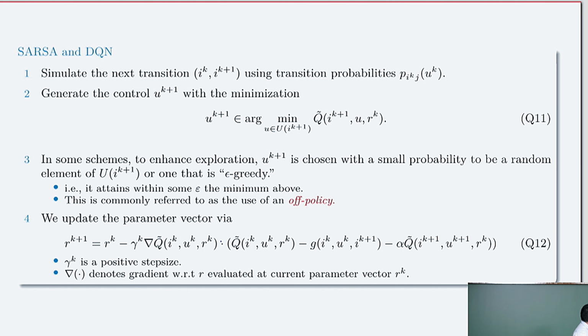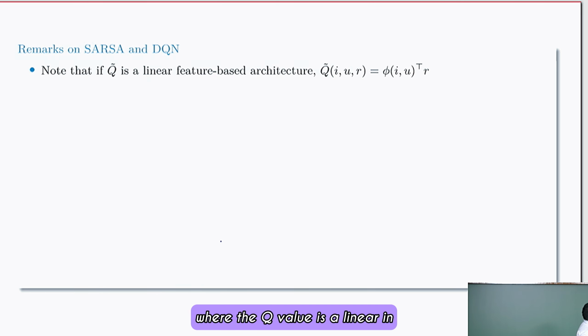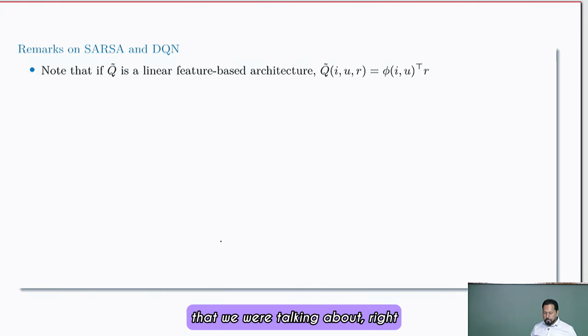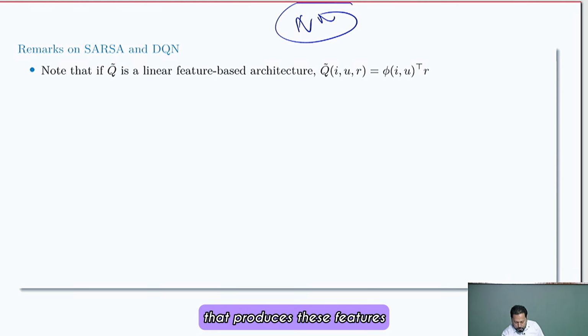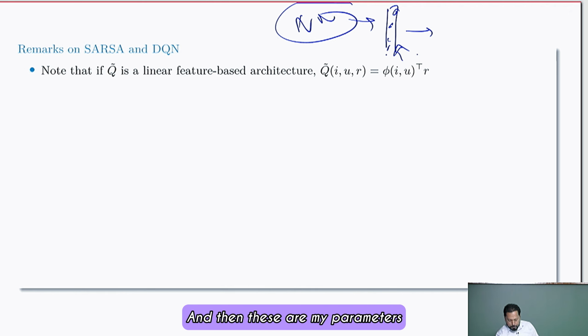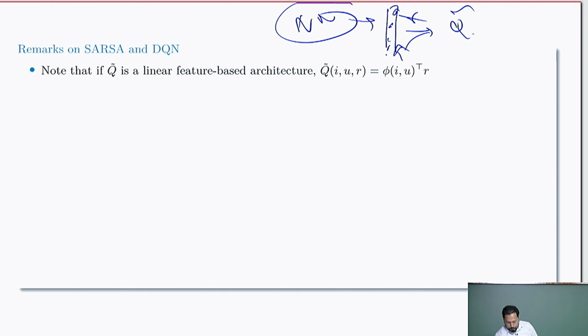Okay. So if we look into some remarks, some special cases where the Q value is linear in the features times the parameters. If it is of the linear form, assuming the features have been obtained some way, right? This is the decoupled view that we were talking about. There may be a neural network that produces these features, and then from there we say, okay, these are the features. Now I want to fit these features. So these are the phi values, and these are my parameters, and then I do a linear combination to get Q tilde and so on, right?